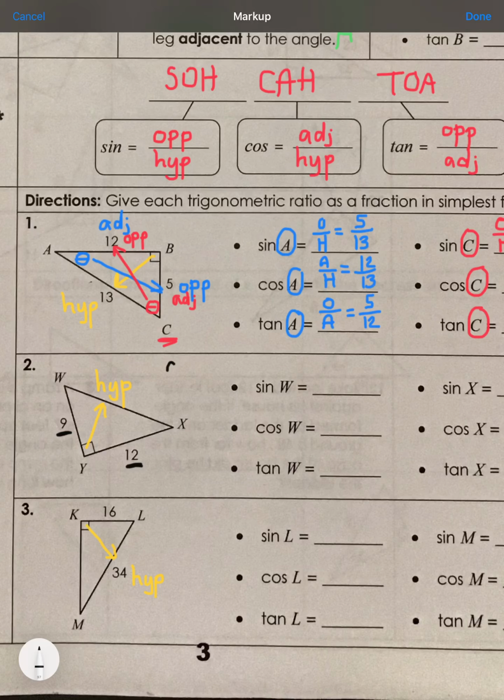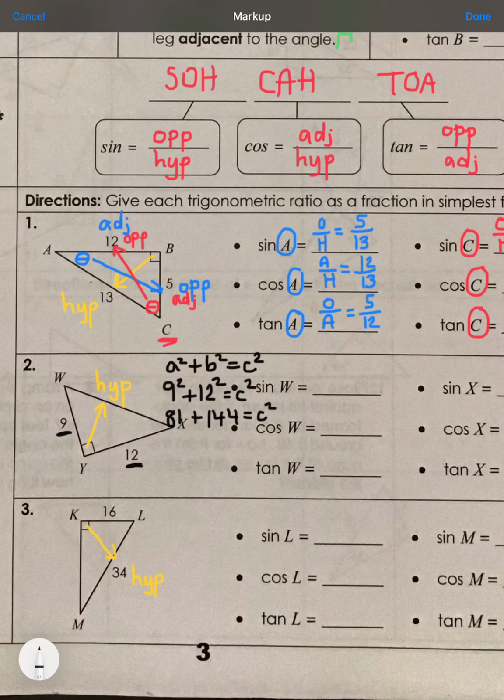Now, when we look at number 2, it's slightly different because I'm only given 2 sides of the triangle. I'm given 9 and 12. That means I have to find the hypotenuse. And to do that, we're going to use the Pythagorean theorem. That's a squared plus b squared equals c squared. C is the hypotenuse, so that's what I'm trying to find. And then A and B would be 9 and 12.